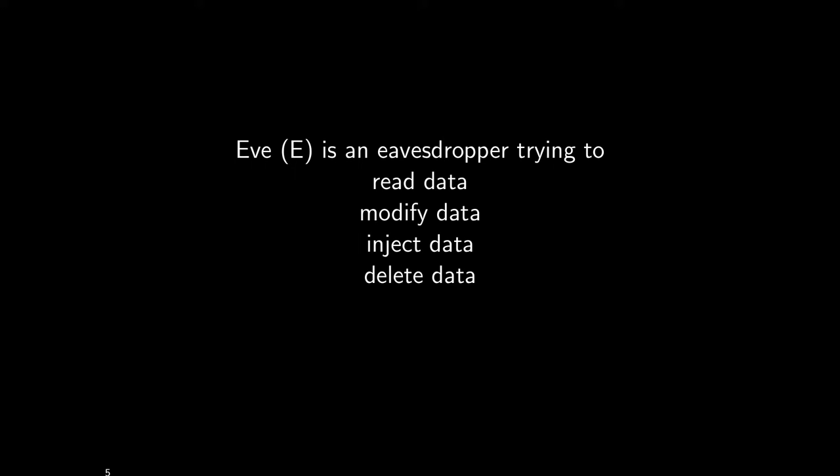And with these two characters, there's a third one called Eve, denoted with the letter E. And Eve is an eavesdropper, and they're trying to read data that's being sent, or modify data that's being sent, or inject data, or delete data.